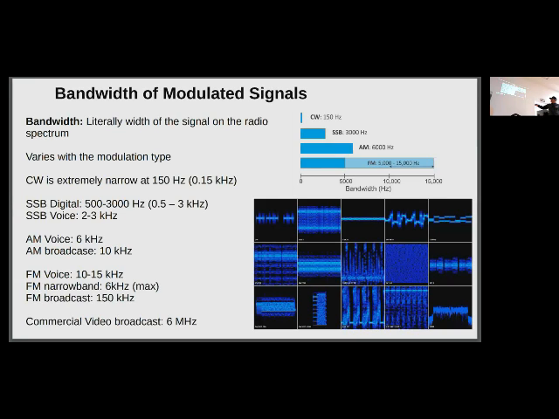And then FM broadcast, this is your radio station right here, 150 kilohertz. You look at one of these things on a spectrum, it's like that wide. You look at like a ham transmission, it's like that wide. Then you go over to like 91.1 or something like that, and it's just like this huge thing.